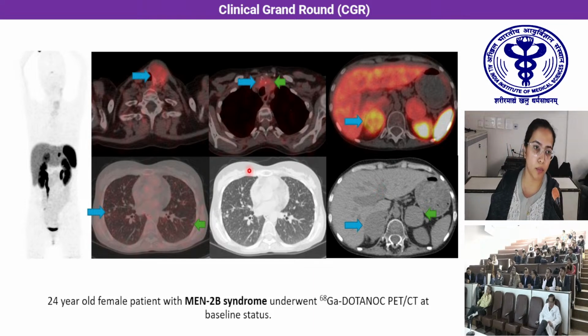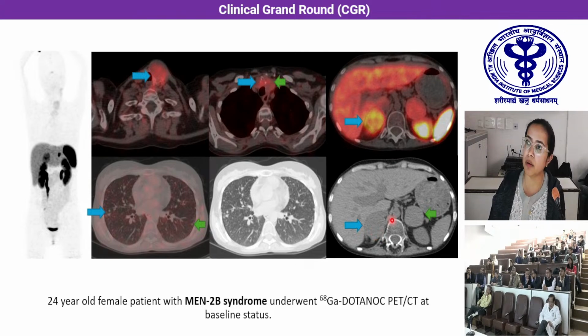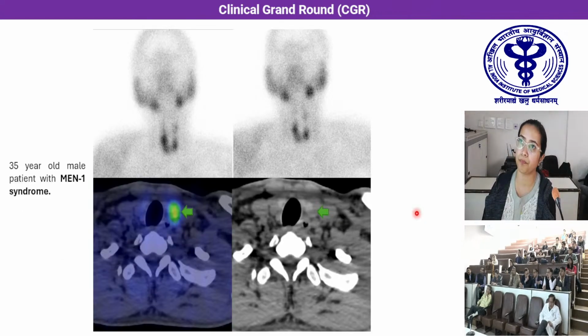In MEN2B syndrome, again we are suspecting medullary thyroid carcinoma and pheochromocytoma. So in this, we can see a well-defined lesion involving left lobe of the thyroid with bilateral upper paratracheal lymph nodes, and there were non-tracer avid subcentimetric small nodules in bilateral lung fields. Thus, this patient had metastatic medullary thyroid carcinoma, and there was a well-defined soft tissue lesion in bilateral suprarenal region, consistent with bilateral pheochromocytoma. Thus, we can help in the staging of these patients.